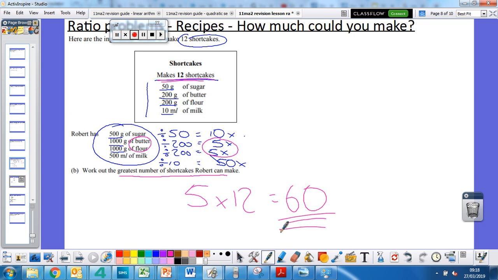60 is the maximum that he can make. So, first example, second example, there's dividers, there's multipliers taking place. How many of this fit into that is a common theme.